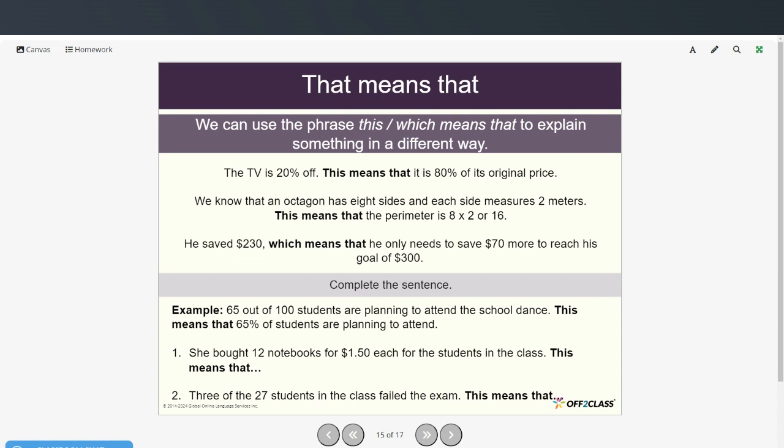She bought 12 notebooks for $1.50 each for the students in her class. This means that 12 times $1.50 is the total amount spent. And 3 of the 27 students in the class failed the exam. This means that 3 over 27, or 1/9 of the students, failed the exam.